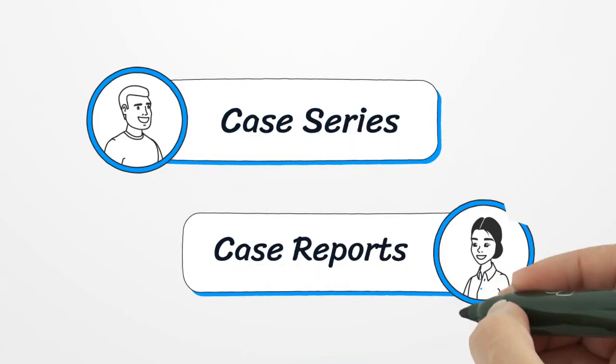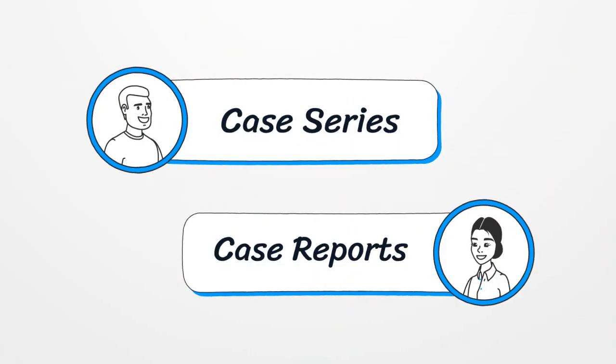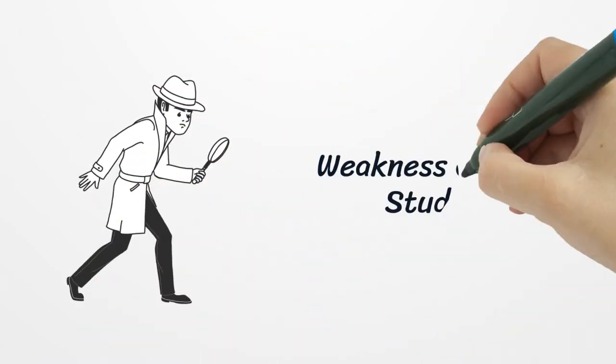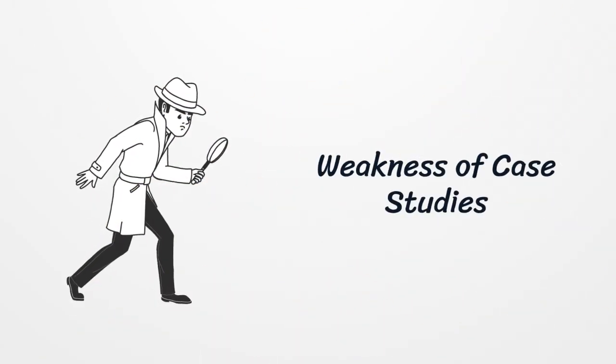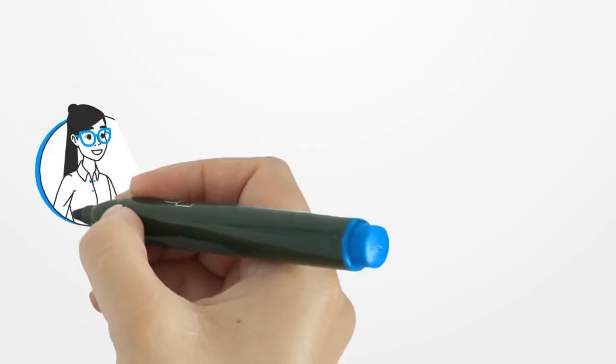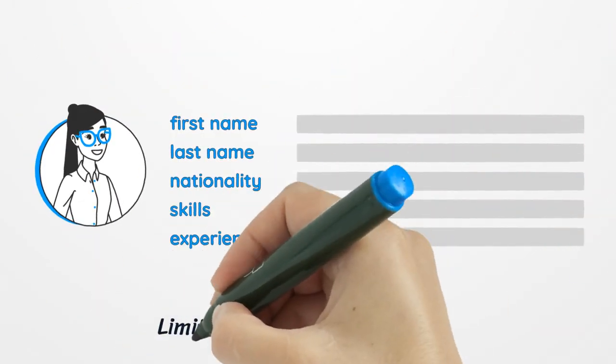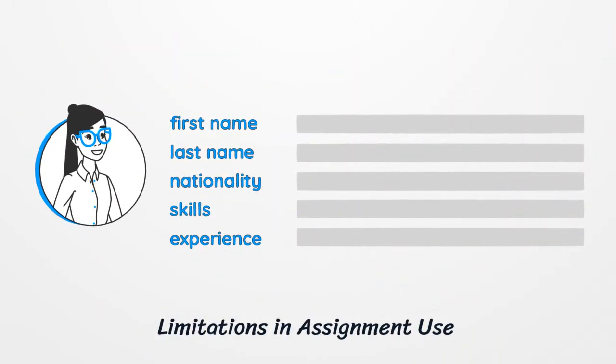Further down, we have case series and case reports, which describe individual cases or small groups of patients. These can highlight unusual findings but provide weaker evidence. In assignments, they can be used to illustrate rare conditions or specific examples. However, acknowledging that it can be challenging to generalize these findings to larger populations may be useful in your essay.